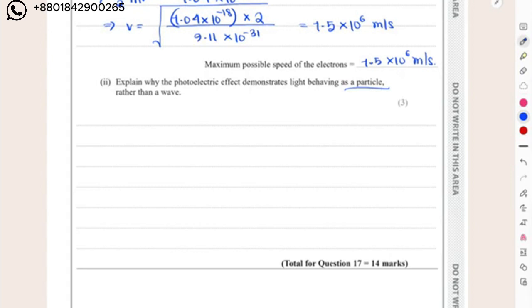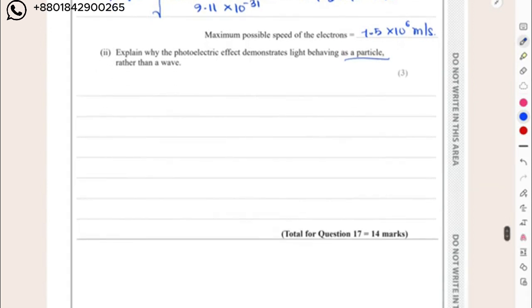Lastly, each photon only interacts with one electron. It's not like if there is a group of electrons in a shell and one photon enters that shell, every electron will receive it and share the energy. That is not the case. Only one electron at a time can receive that photon energy. So all these things indicate particle behavior, not wave behavior.